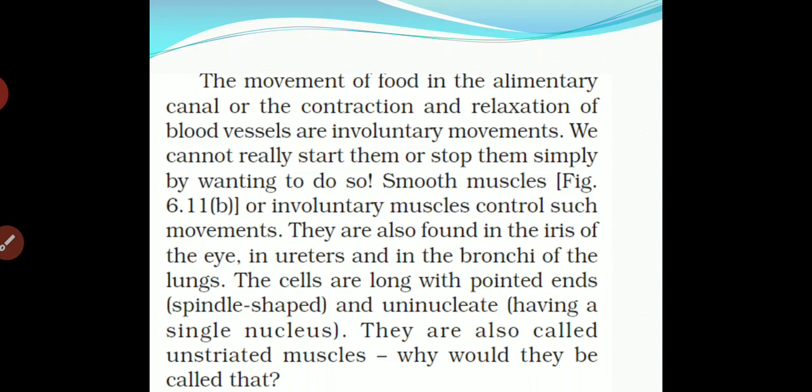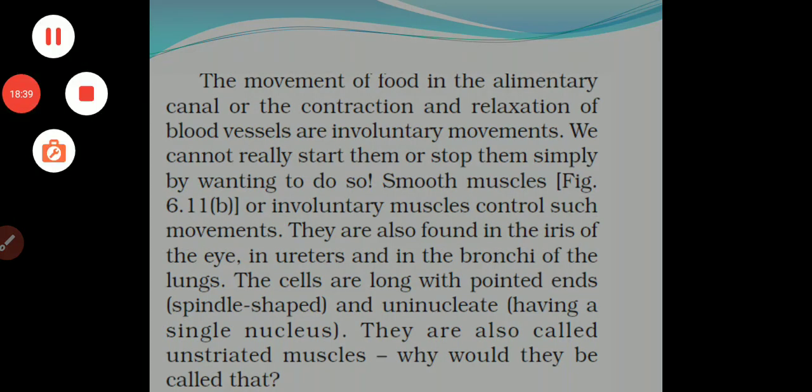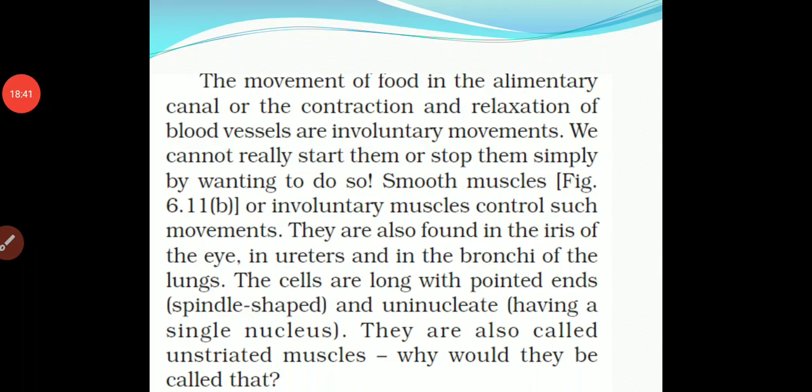The cells are long with pointed ends. The cells present in this muscle have a spindle shape, with long pointed ends. And uninucleate. Uninucleate means what? There is a presence of only one nucleus, so we say it is uninucleate. They are also called unstriated muscle. This is also said to be unstriated muscle.